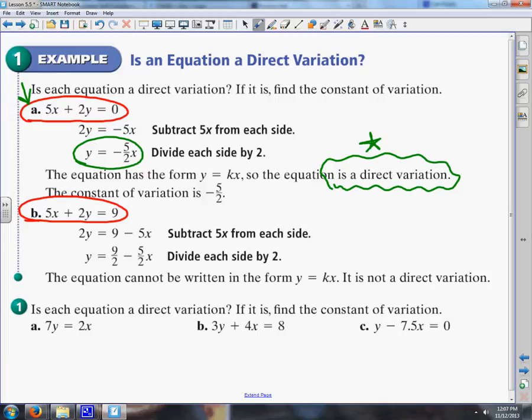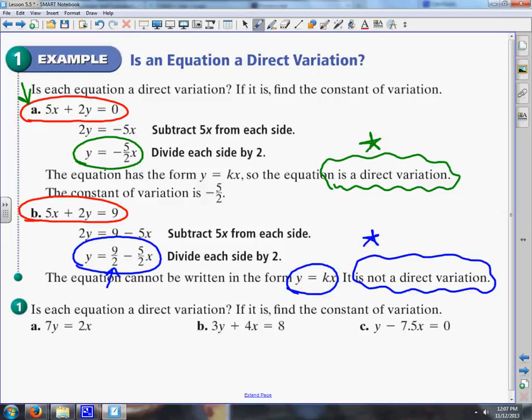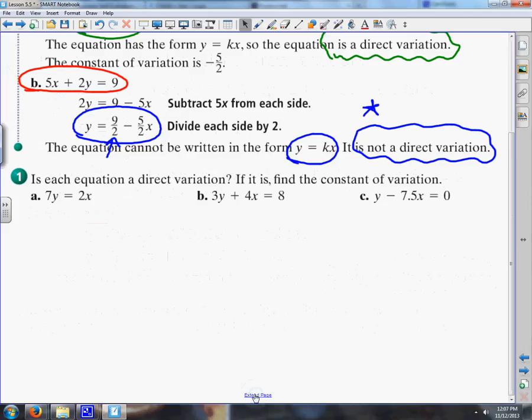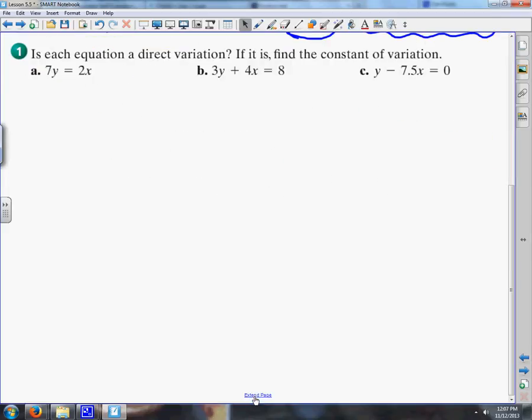If you look at the next one, I minus 5x and then I divide by 2. This is not in the form of y equals kx because you have a whole other number here, 9 over 2, which would be 4.5. That 4.5 is not in the form y equals kx, so this is not a direct variation. Hopefully you can see the difference between the two. One just has a coefficient and a variable. The other one has a number and then a coefficient and a variable. So try these three problems, A, B, and C, and then we'll go over them.